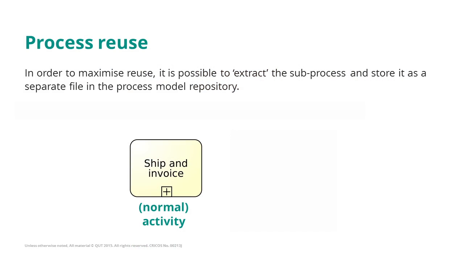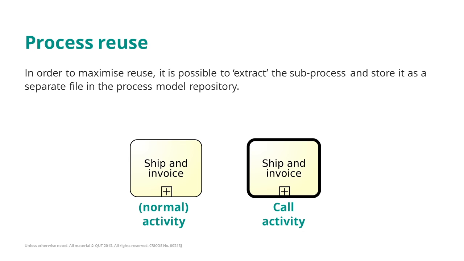However, it is possible in BPMN to store the content of the subprocess outside its parent process, its root process itself. So that means that, for example, in a process modeling repository, this would be two separate files, one for the subprocess and the other for the root process, whereby the root process has a link, a pointer, to the subprocess. This is achieved by means of the call activity, which is nothing else than a subprocess, so the notation of the subprocess, but with a thicker border.